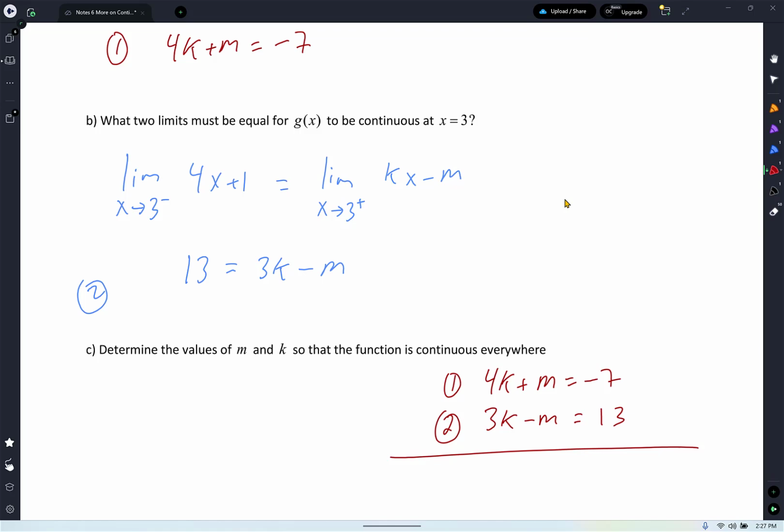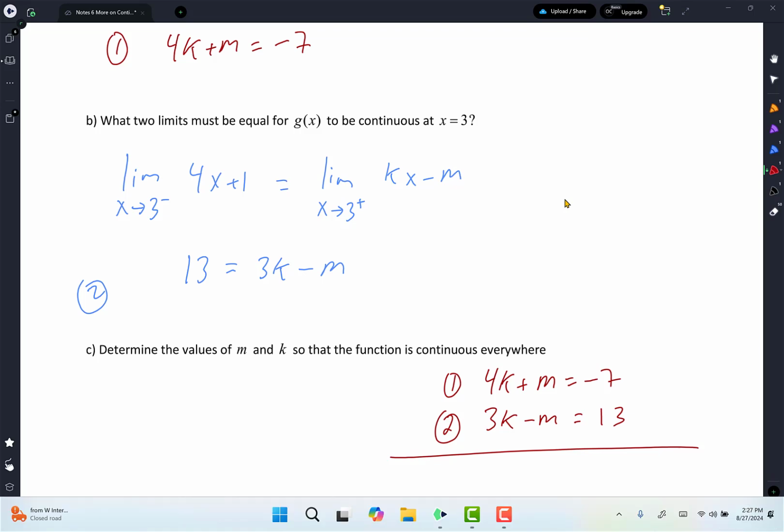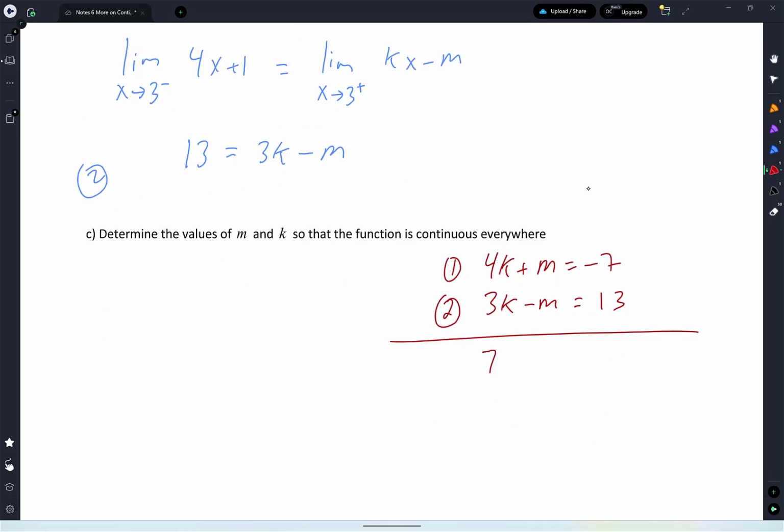If you add those two equations, the m cancels out. Do you guys see that? So I'm going to add them. 4 plus 3 is 7, so that's 7k, and then the m's cancel out, equals the difference between -7 and 13, which is 6. Let me know if I made any mistakes, but the 13 is larger than the -7, so it's positive. So k is equal to 6/7. Are we okay?